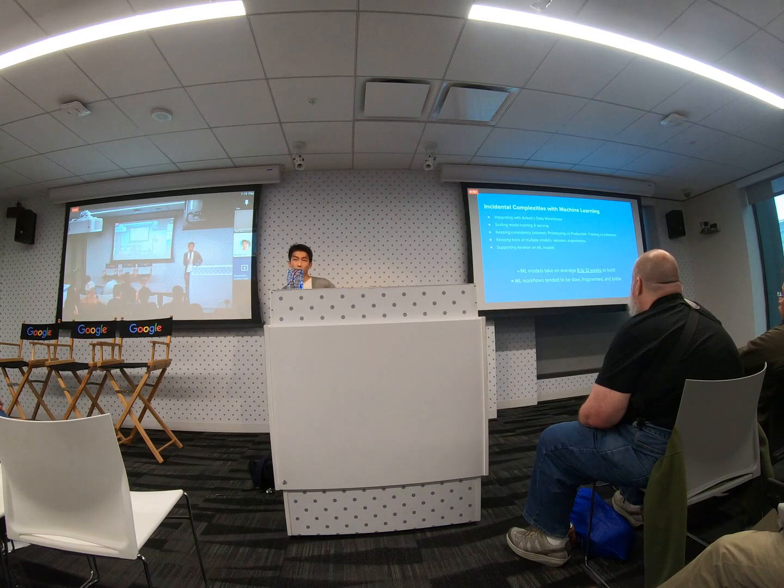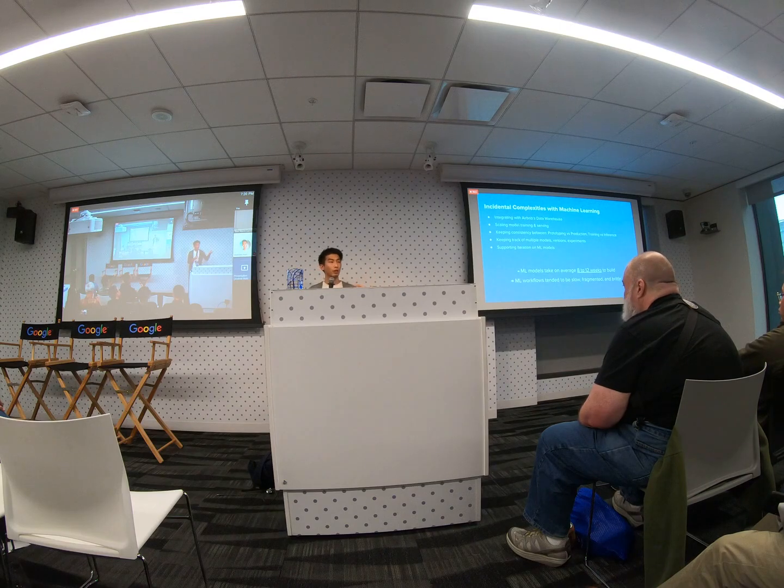However, we did find that there was quite a lot of incidental complexities with machine learning. This is integrating with Airbnb's data warehouse, scaling model training as well as serving, keeping consistency between your prototyping versus production, your training versus inference, keeping track of multiple models, different versions of the models, different experiments you run with the models, as well as supporting the iteration of ML models.